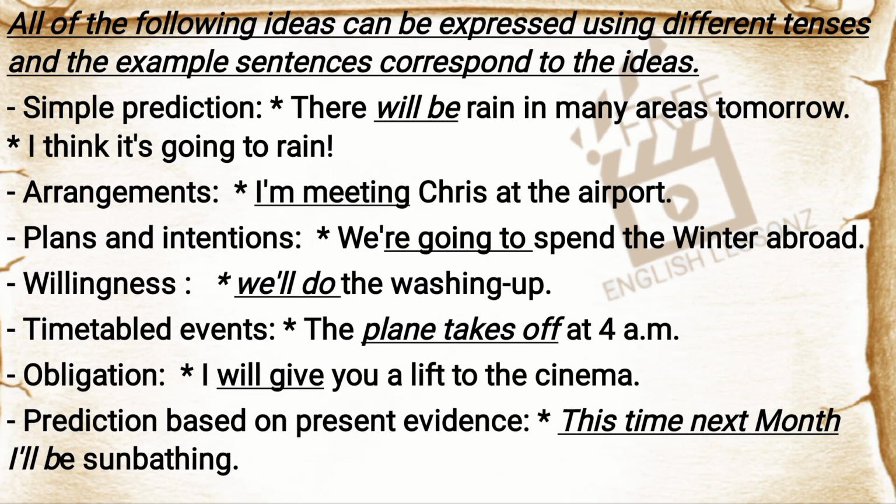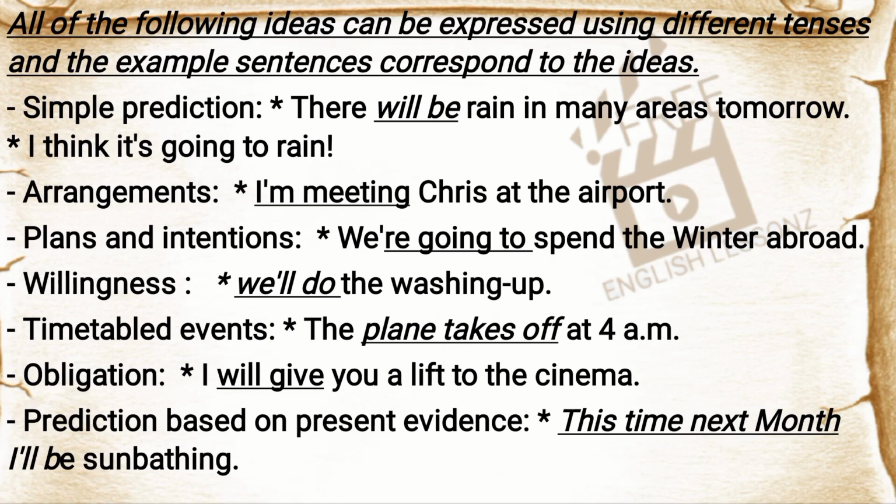Simple prediction: there will be rain in many areas tomorrow. I think it's going to rain. Arrangements: I'm meeting Chris at the airport. Plans and intentions: we're going to spend the winter abroad. Willingness: we'll do the washing up. Timetabled events: the plane takes off at 4 a.m. Obligation: I will give you a lift to the cinema.